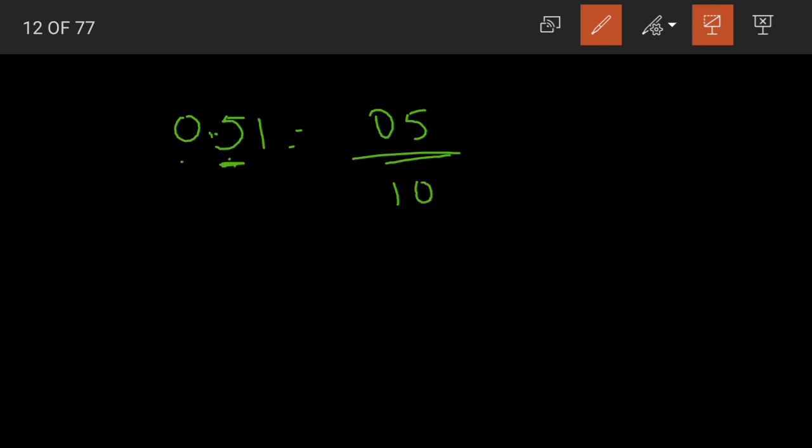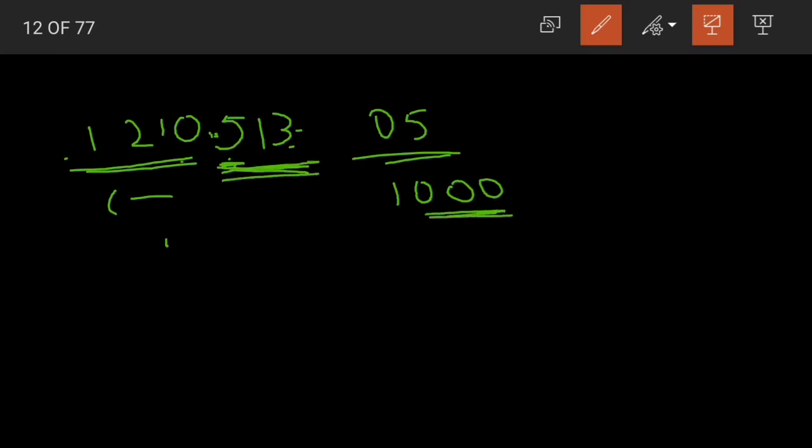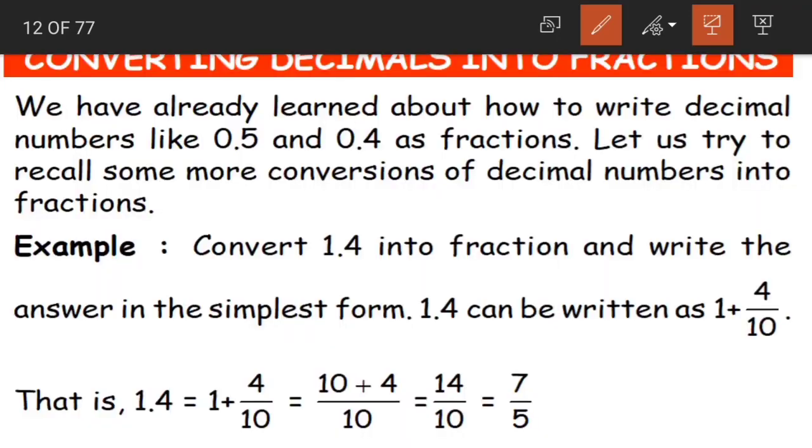If suppose it had 2 decimal places, we'll write 100. If it has 3 decimal places, we'll write 1000. Okay, children, we do not care about the number of places to the left of the decimal point. We only care about the number of decimal places. See, here we are having 3 decimal places, so 3 zeros. If it has 2, it has 2 zeros.